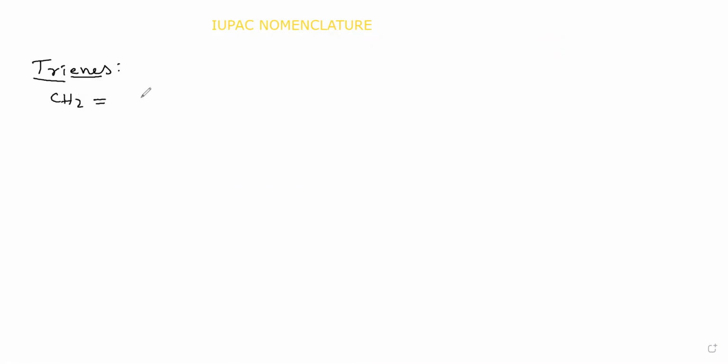CH2 double bond CH, single bond CH, double bond CH, single bond CH, double bond CH2. This compound we will take. In this compound, totally 6 carbon atoms are there. 6 carbon atoms means root word is hex. Then primary suffix is C=C, ene. 3 double bonds are there. Therefore, we can say triene.